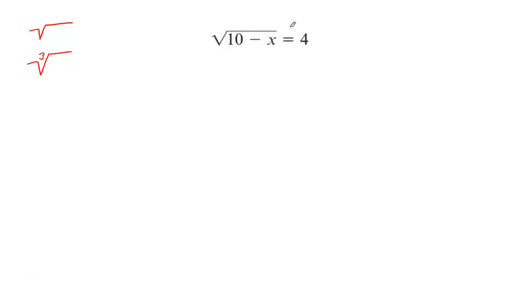So this square root, the opposite of a square root is to square. So I'm going to square both sides of the equation. The square will cancel the square root, and I'm left with just 10 minus x on this side. And 4 squared, or 4 times 4, is 16. Now we want to get x by itself. So I'm going to subtract, it's a positive 10, I'm going to subtract 10 from both sides. That gives me negative x equals 6. I can't leave it as negative x, I wanted to solve for x. So I'm going to divide by -1 to cancel that negative, and I get x equals -6.